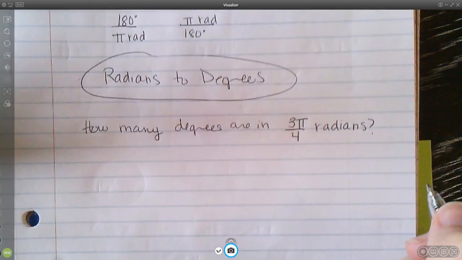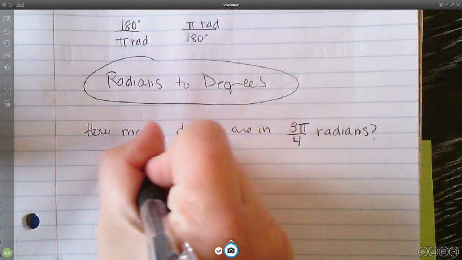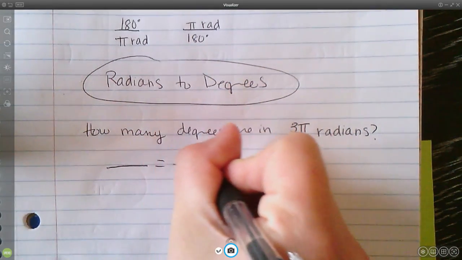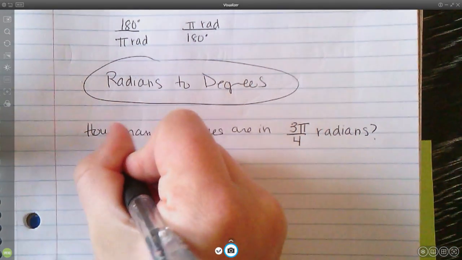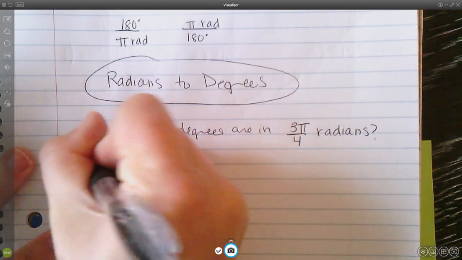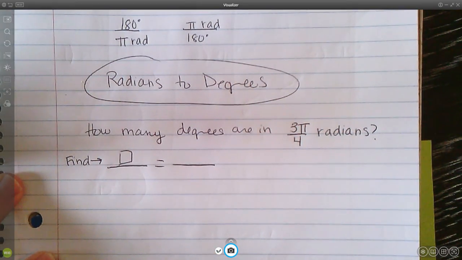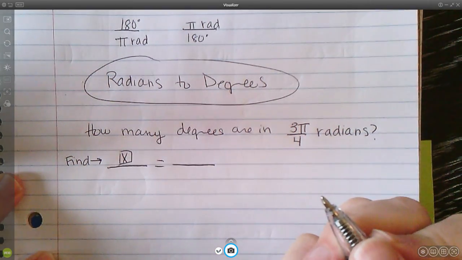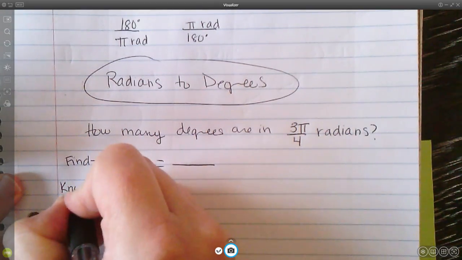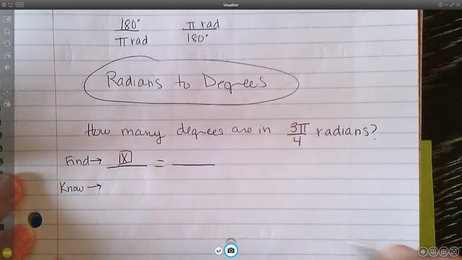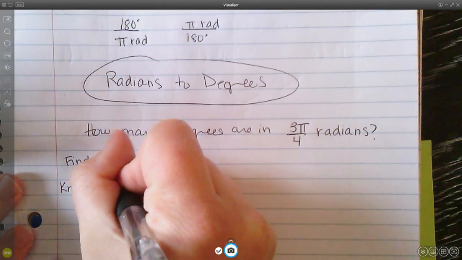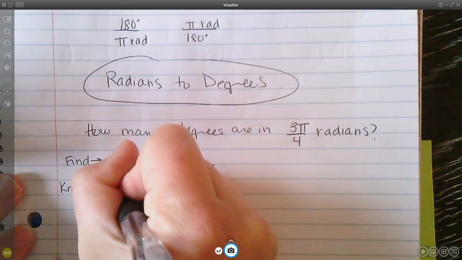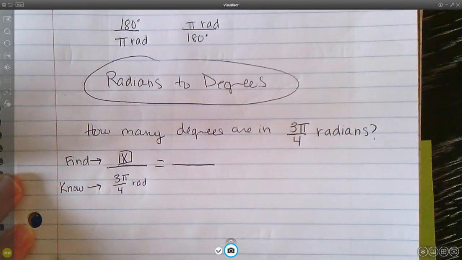Okay, so we are going to do the same thing that we did yesterday. You set up a ratio, so you have a fraction bar, an equal sign, a fraction bar. What you are trying to find goes on the top, and if you're trying to find anything, we're just going to call that x. What you know goes on the bottom, and we know 3 pi over 4 radians.